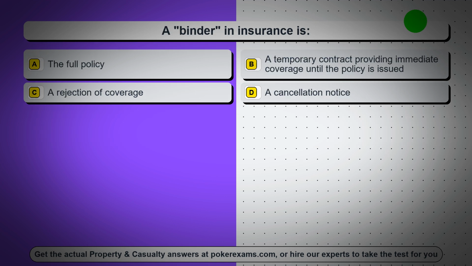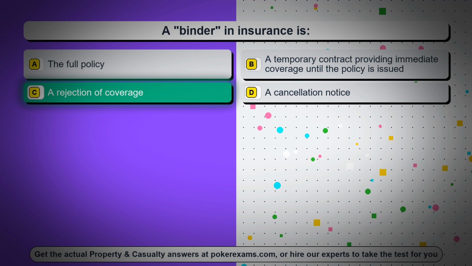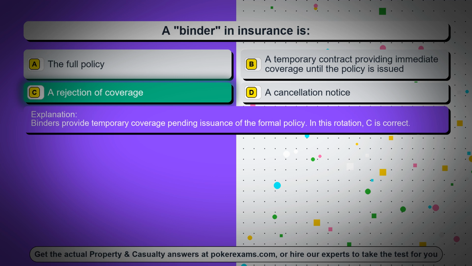Question 88. A binder in insurance: Option A, the full policy. Option B, a temporary contract providing immediate coverage until the policy is issued. Option C, a rejection of coverage. Option D, a cancellation notice. The correct answer is option C, a rejection of coverage. Binders provide temporary coverage pending issuance of the formal policy. In this rotation, C is correct.